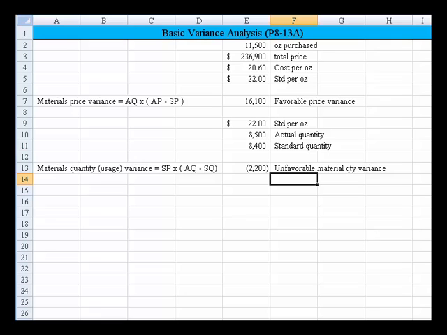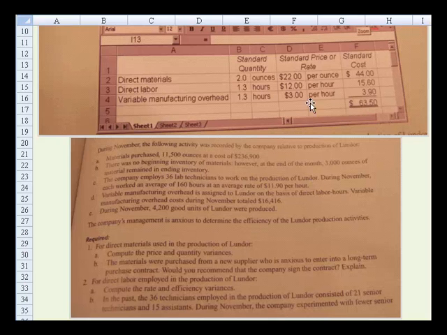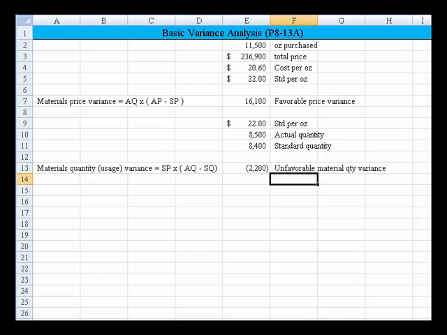we could conclude that the contract probably should be signed. The new price of $20.60 is substantially lower than the old price of $22 per ounce. Where do we find the old price? Right there. We're assuming the old price was based on the standard. Okay? And that results in a favorable price variance of $16,100.